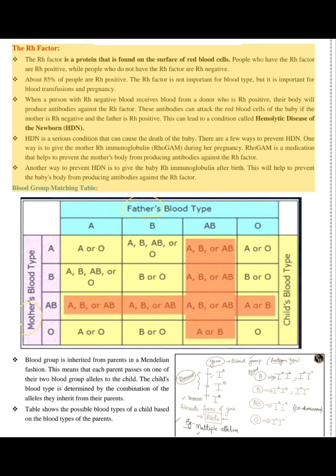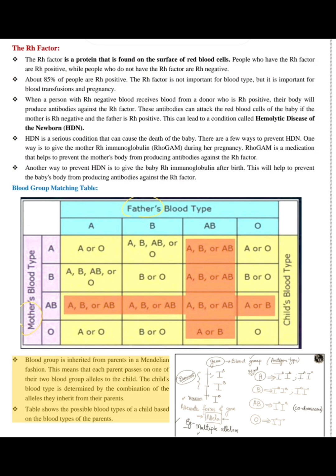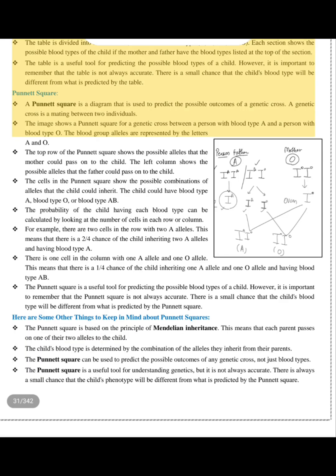Blood group matching table. Blood group is inherited from parents in a Mendelian fashion. This means that each parent passes on one of their two blood group alleles to the child. The child's blood type is determined by the combination of the alleles they inherit from their parents. Table 4 shows the possible blood types of a child based on the blood types of the parents. For example, if the mother has blood type A and the father has blood type O, the child can have blood type A or O.